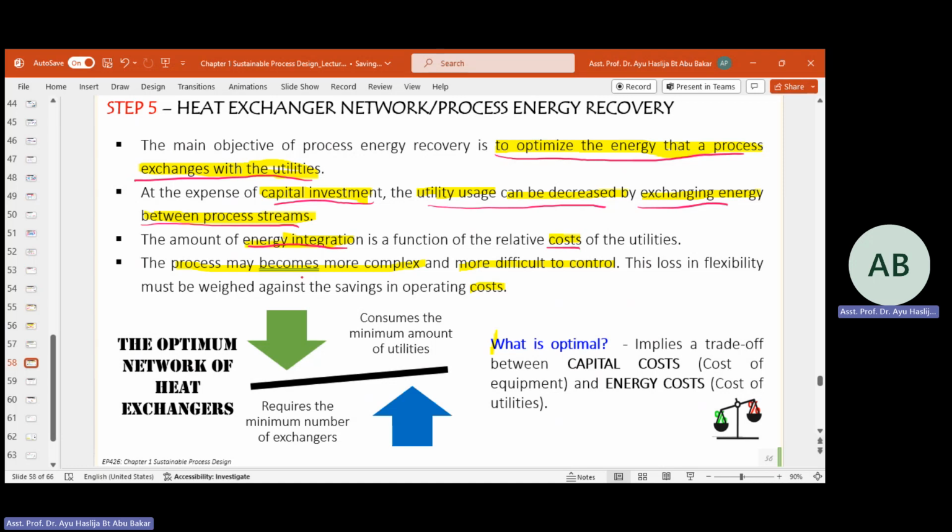So the process may become more complex and more difficult to control. They all involve cost. Capital cost involves how many heat exchangers you need to install. Utility cost comes in when you need to consider how much water or steam you need to use, or refrigerant, electricity.